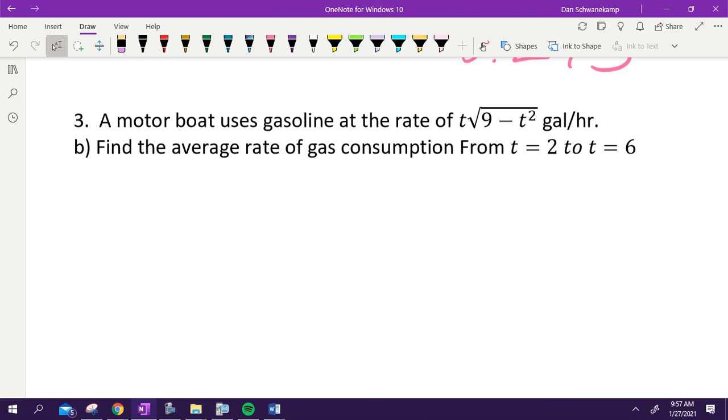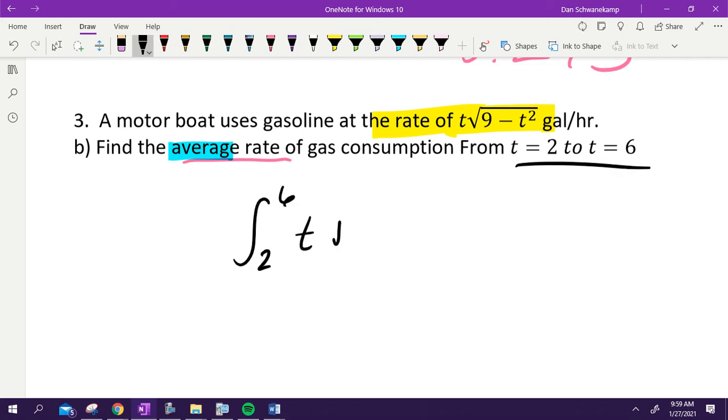Now we're finding the average rate of gas consumption from t equals 2 to t equals 6. Talk with your neighbor. You don't have to actually get a calculator answer. Just show me setup. Let's look. We're finding the average rate of gas consumption. What did they tell me initially? What is this equation right here? It's a rate. This is the rate of gas consumption. So if they are asking you to find the average of the thing I'm given, I integrate. I want to do it on this time interval, so it's 2 to 6. I'm going to integrate that rate.